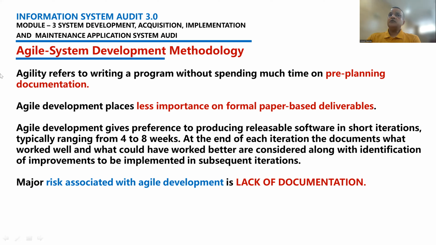So the major risk with the Agile system development methodology is that only I know, as a person, what I have done for developing the software. Which means the major risk is the lack of documentation. Suppose I leave the organization, everything which I have done for the software goes with me because it is not documented.